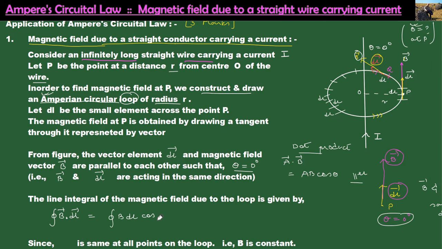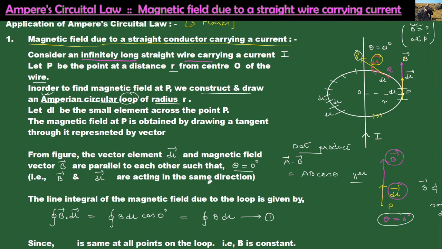So what is the angle between the two vectors? The angle between the two vectors is 0 degrees. So from here, we know that cos of 0 degrees will be equal to 1. So you are left with the line integration of B dot dl. Mark this as equation number 1.